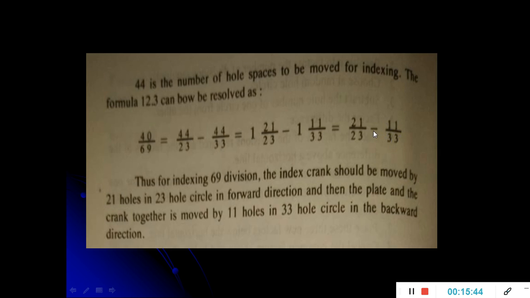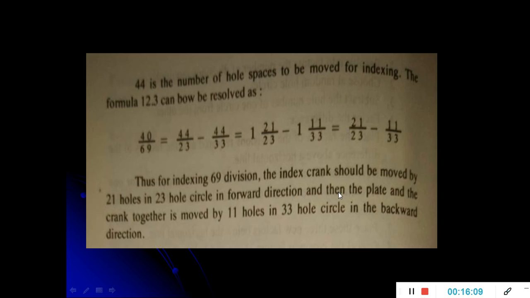This minus sign indicates reverse direction. Got the idea? So see here, thus for indexing 69 divisions, the index crank should be moved by 21 holes in a 23 hole circle in a forward direction, as it is positive.